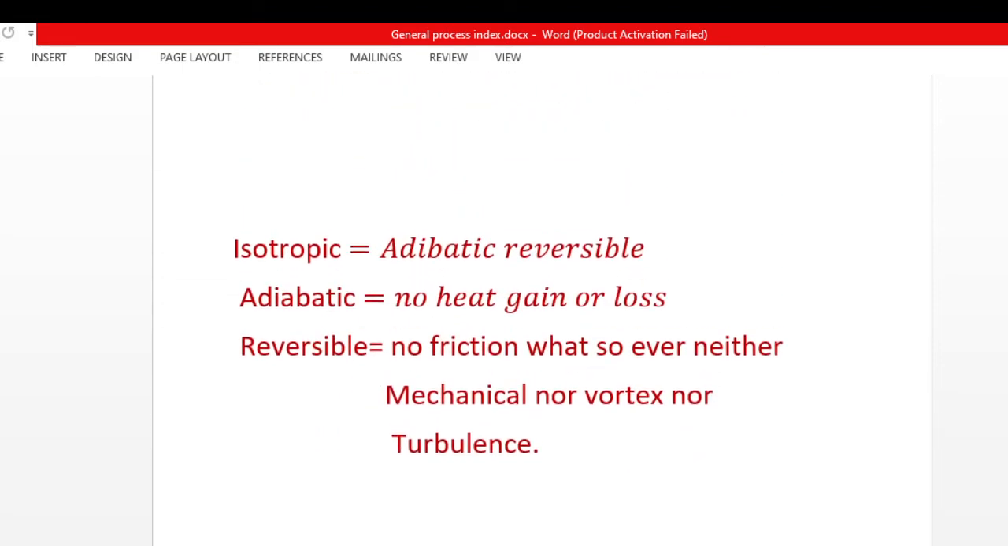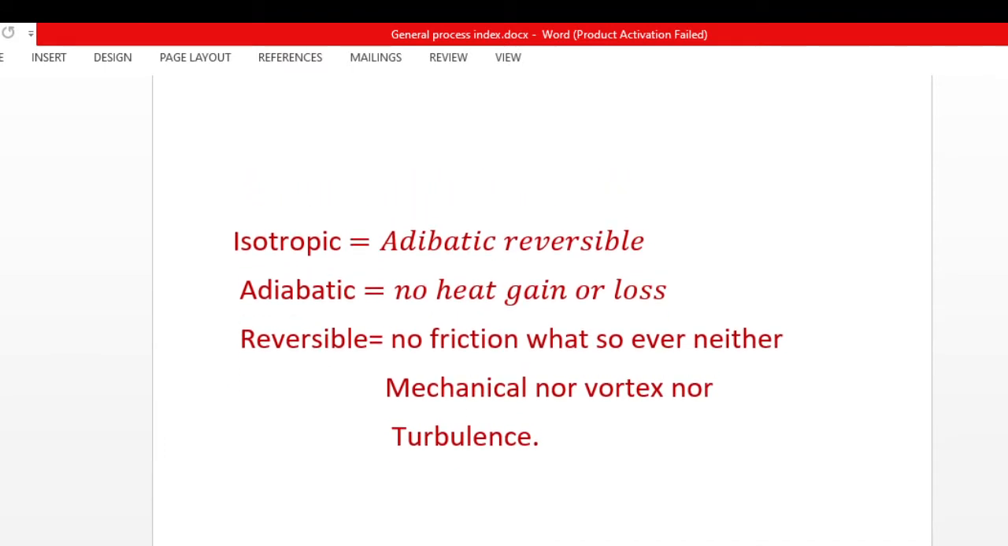But before I start my proof, my derivation, let's put some definitions which are necessary for those who are not acquainted with thermal engineering and thermodynamics. Isentropic means adiabatic reversible, and adiabatic means no heat gain or loss, no heat transfer. Reversible means no friction whatsoever, neither mechanical nor vortex nor turbulence. That is, isentropic means no heat exchange and no friction, because reversibility happens when there is no friction, because whenever there is friction, there is non-recoverable work according to the laws of entropy.